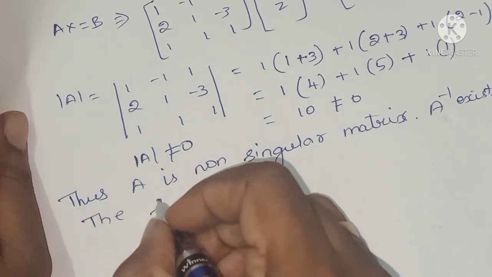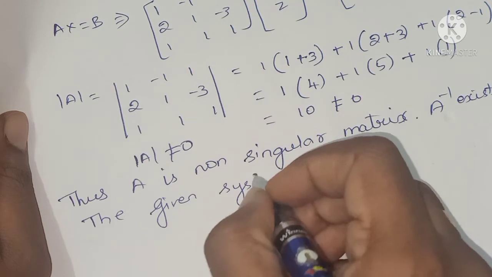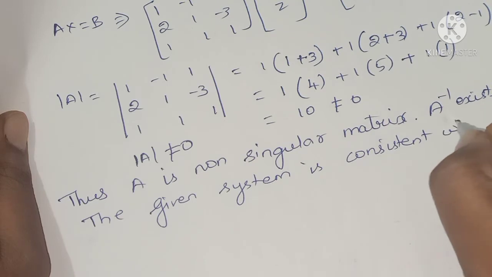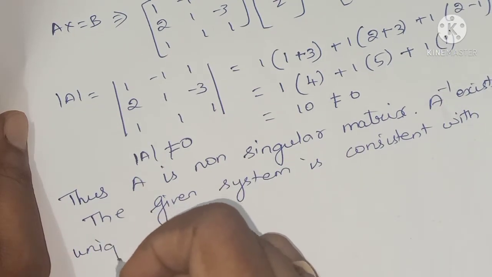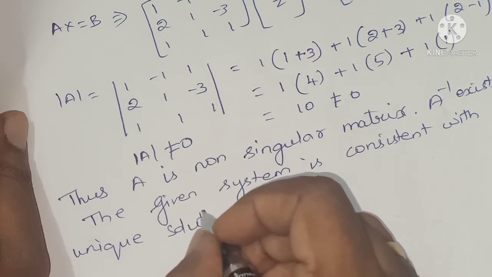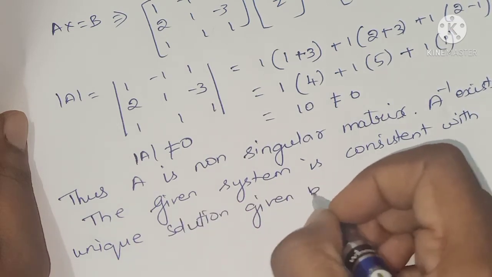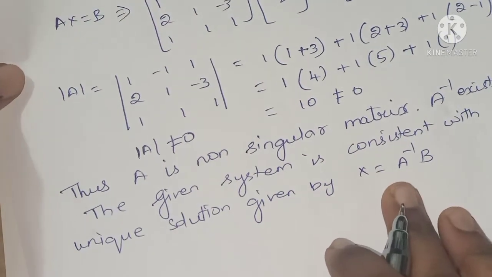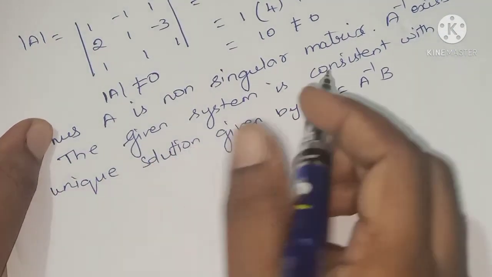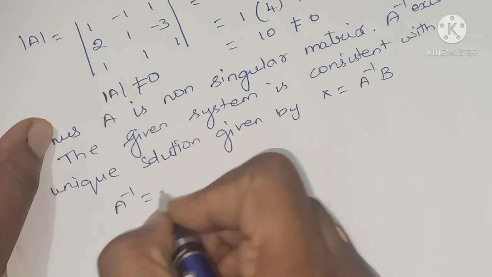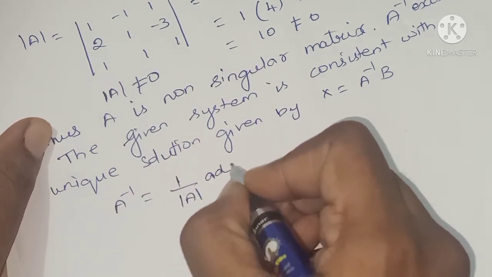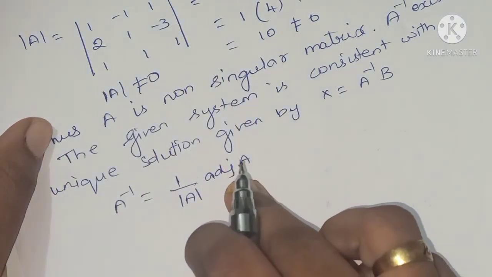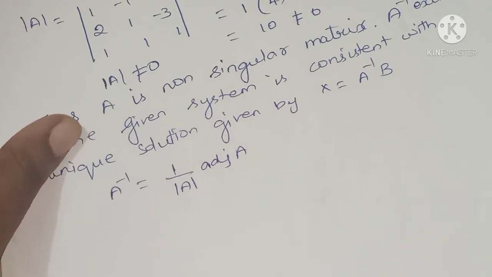The given system is consistent with unique solution given by X is equal to A inverse B. Okay, so X is equal to A inverse B. Now we have to find out what is A inverse. A inverse is equal to 1 divided by determinant A into adjoint of A. We know that the determinant A value is 10. We have to find the adjoint, so let us find the adjoint.